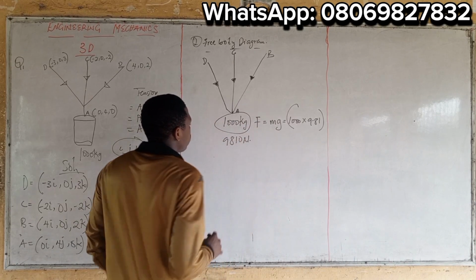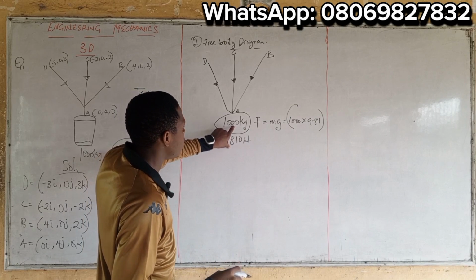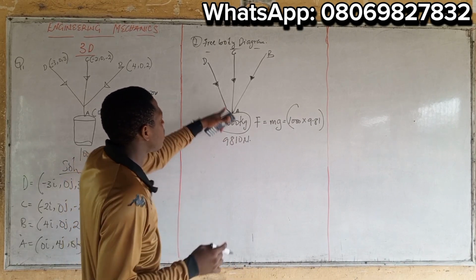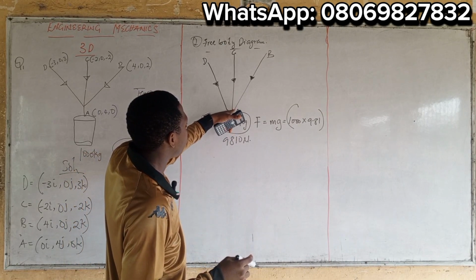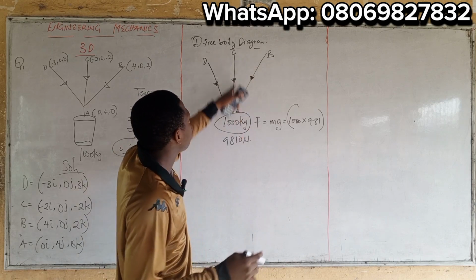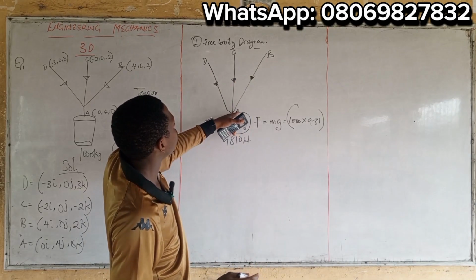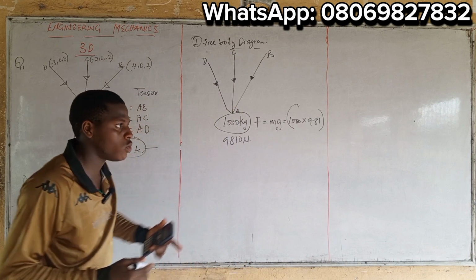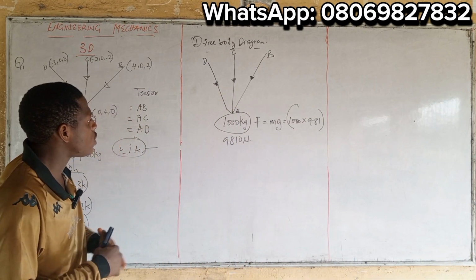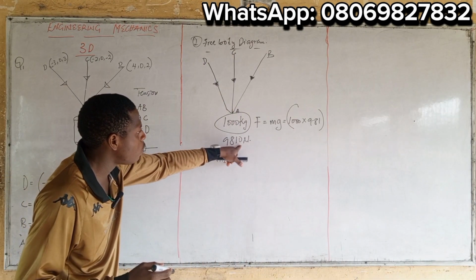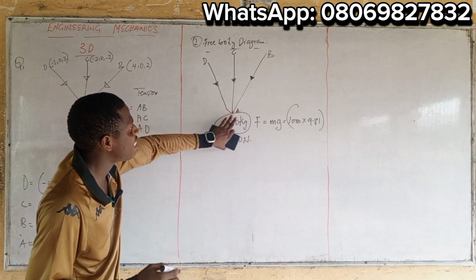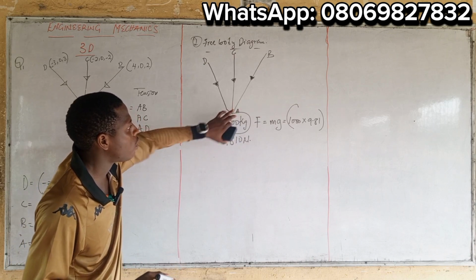9810 Newton. So you've succeeded in getting the force at this point. Now they're asking you to get the force or the tension at point A to B, A to C, and A to D. That's what you are asked to get. Since you've gotten this to be 910 Newton, you've already succeeded in getting the tension or the force for this particular place.